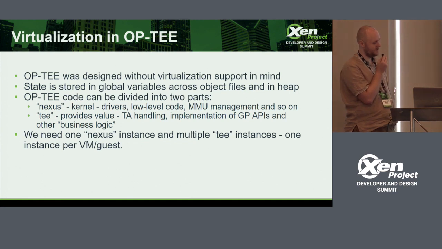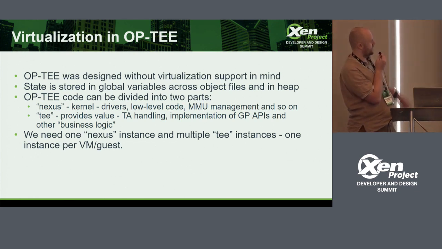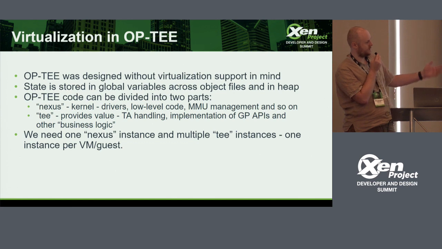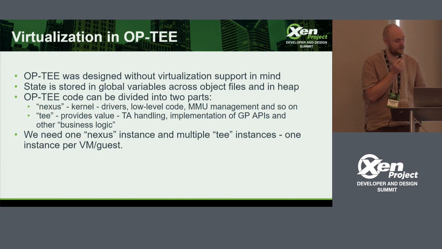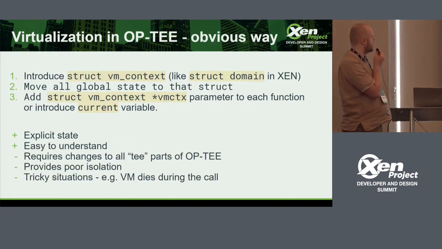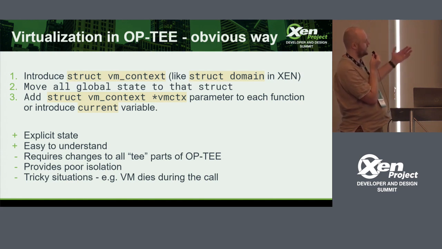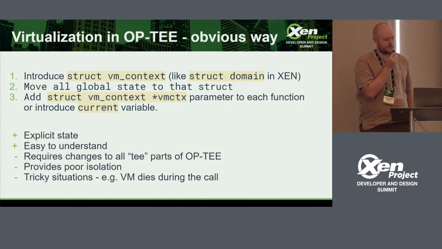So basically, if you want to add support for virtualization into OP-TEE, we want to have one Nexus instance and multiple TEE instances, one instance per guest. There is an obvious way how we can do this. We can create some structure like VM context and store all data that belongs to the TEE in that structure.